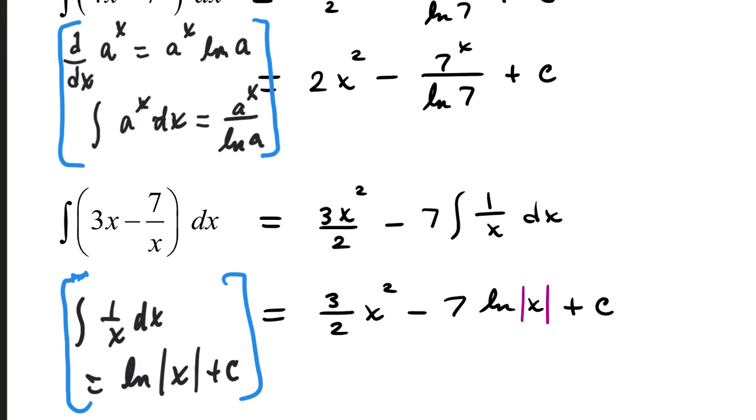It's probably a good idea to put it in absolute value unless you're told the domain is positive. If you're told that it's positive, you can leave off the absolute value, but it never hurts to cover your bases. So our antiderivative, the indefinite integral, will be 3x squared over 2, or 3 halves x squared, minus 7 times the natural log of absolute value of x, plus your constant of integration.